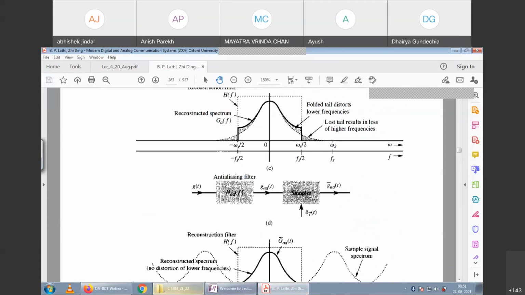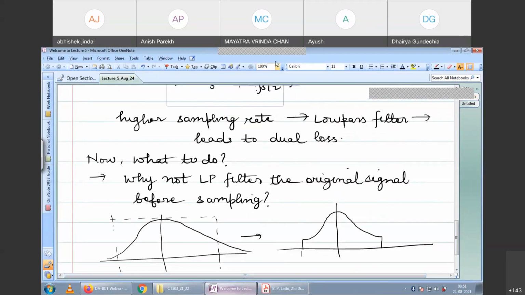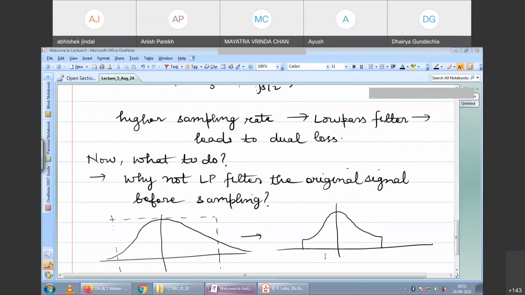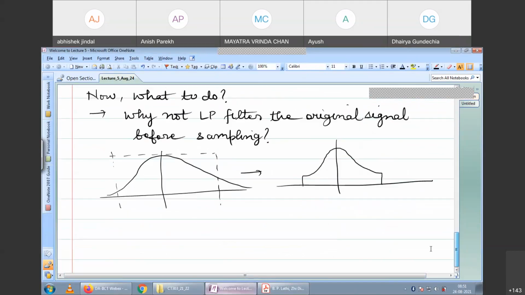So this was the concept I wanted to highlight before I move ahead with the PAM and other sorts of waveforms we want to discuss. I think this was the concept which I wanted to say.